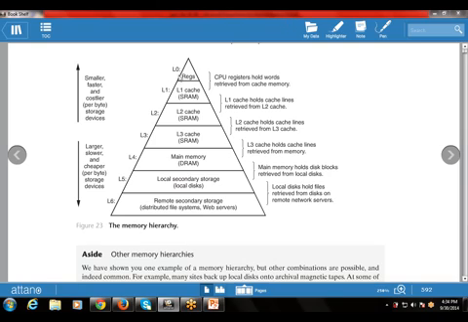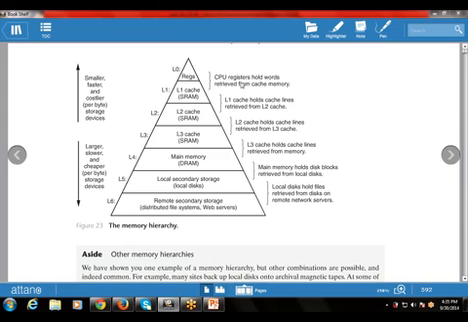At L0 there are registers, at L1 there is an L1 cache, at L2 there is an L2 cache, at L3 there is an L3 cache, at L4 there is main memory, at L5 there is secondary storage, and at L6 there is remote secondary storage. So secondary storage is also divided into 2 parts, local secondary storage and remote secondary storage. Local secondary storage means a local disk that is internal to the computer, internal to the CPU, and remote secondary storage is used remotely, for example, distributed systems and web servers.